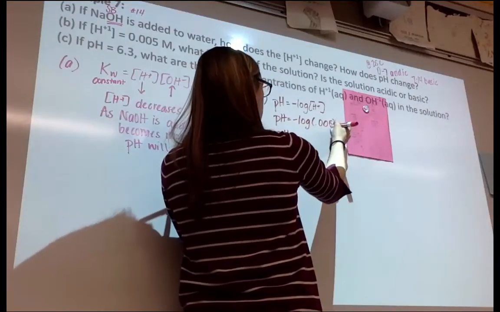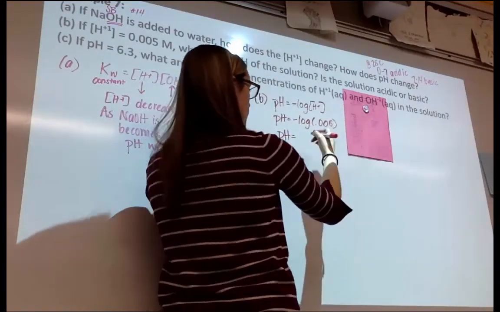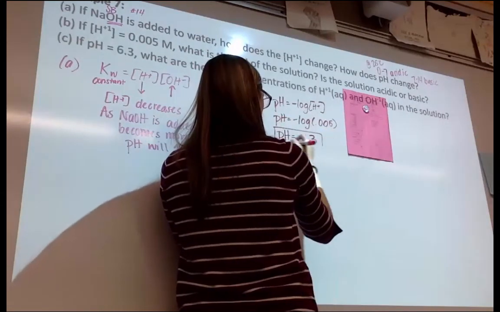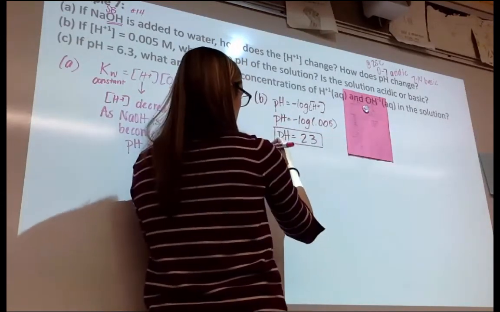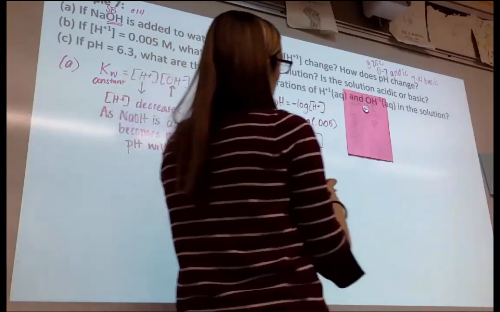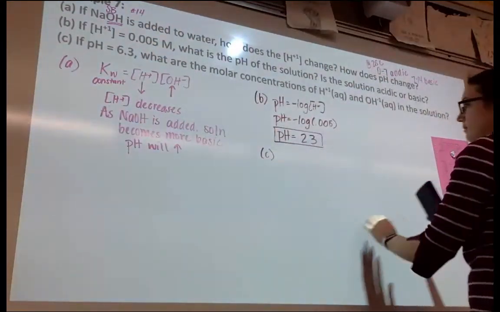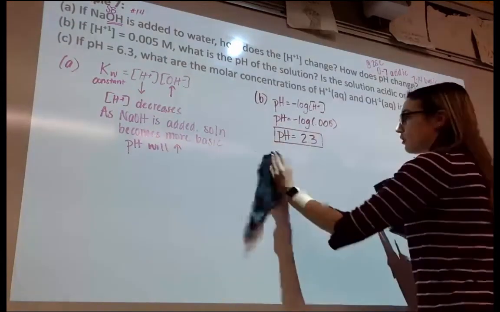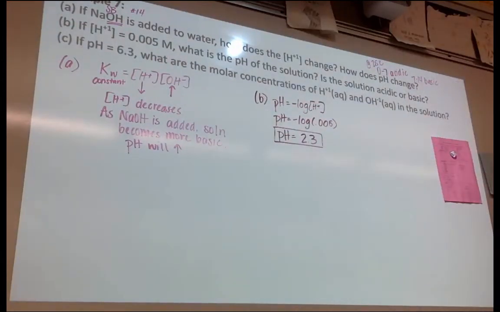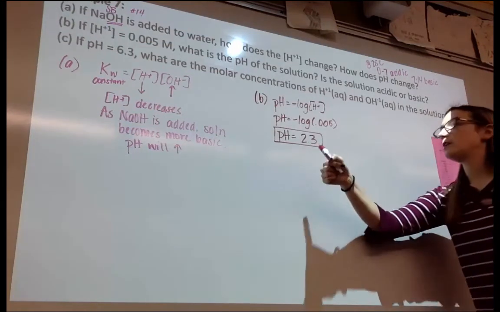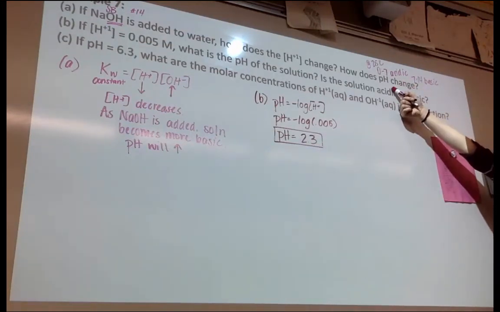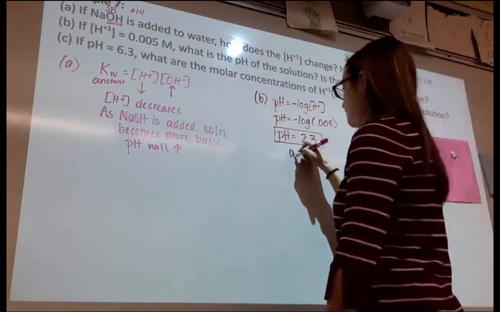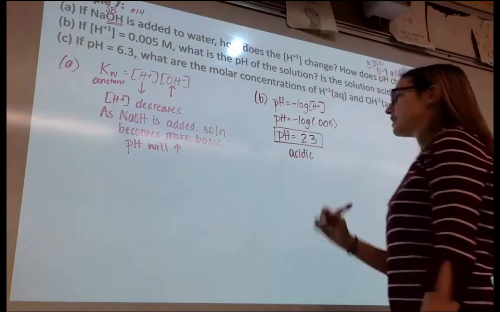So technically 1 sig fig means 1 decimal. 2.3. Now for part C, oh, nope, this is the rest of part B. Is it acidic or basic? So you're just looking at your value of pH. This value of pH is between 0 and 7. If it's between 0 and 7, it's acidic.